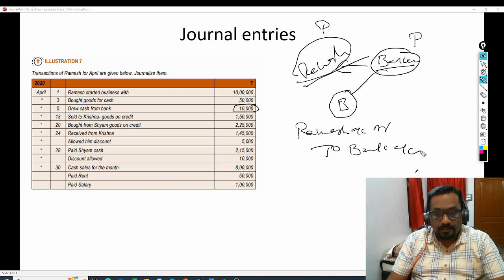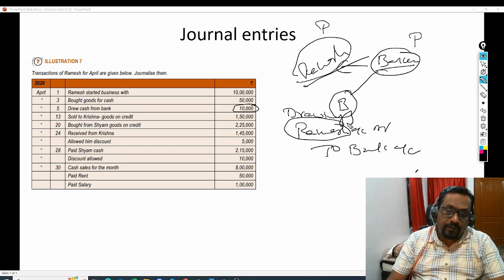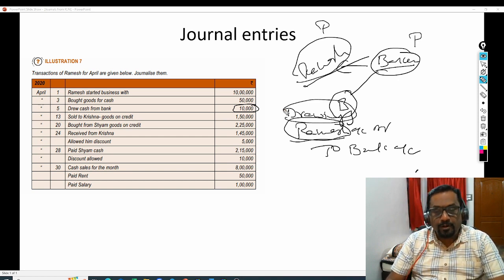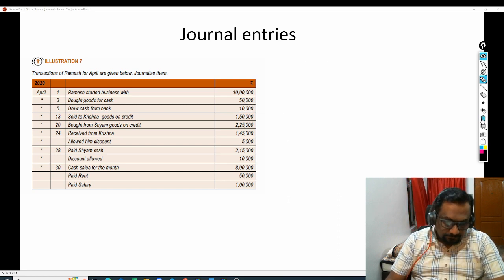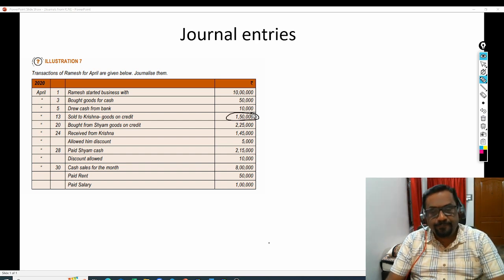Credit the giver. Right? Instead of debiting Ramesh account, what we are supposed to do? Drawings account. Because he withdrew that amount for his personal use. So when the proprietor is withdrawing cash for his personal use, instead of debiting the proprietor's name, we debit drawings account. So the entry is going to be drawings account debit to bank account. Clear?